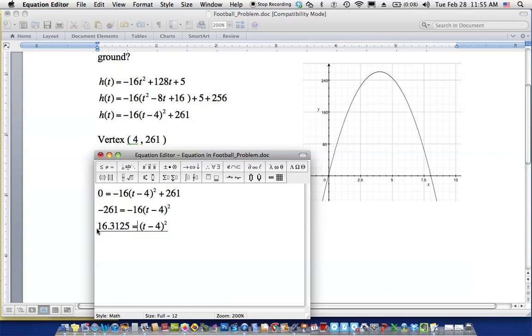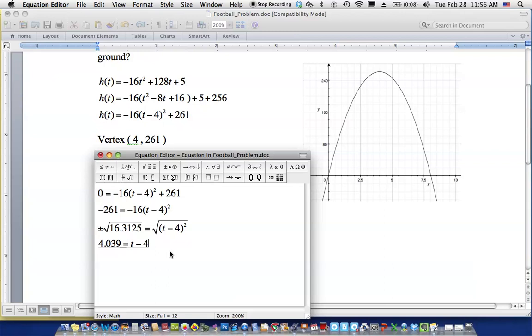Next step, we're going to take the square root of both sides. Now remember, when you take the square root of an x squared, a t squared in this case, we're going to have a plus or minus value to deal with. Plus or minus. So what we get out of this is, on the left, 4.039 rounded, and on the right, we get t minus 4.